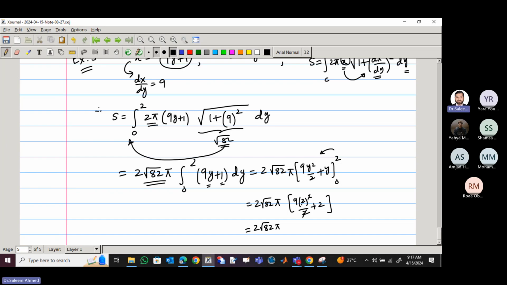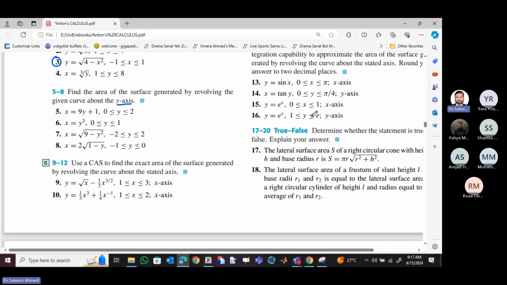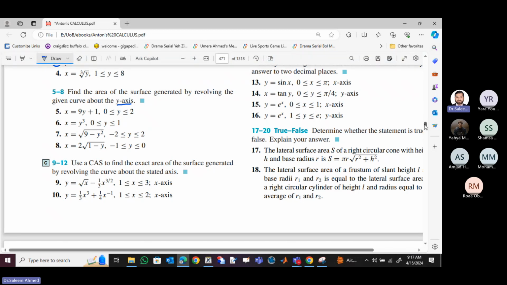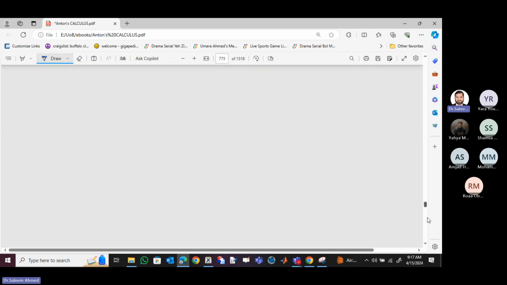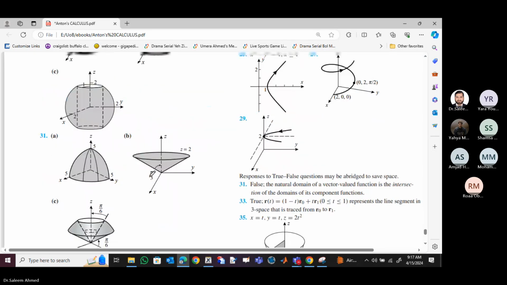If you simplify, 9 twos are 18 plus 2, 20. So that will become 20 inside. So you can simplify and see what is the answer. If you want me to check the answer, I can check that. And then again, it's question number 6 of the same exercise.